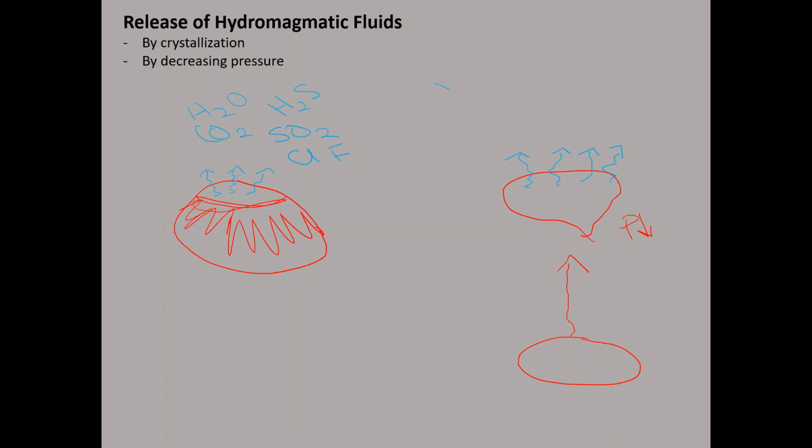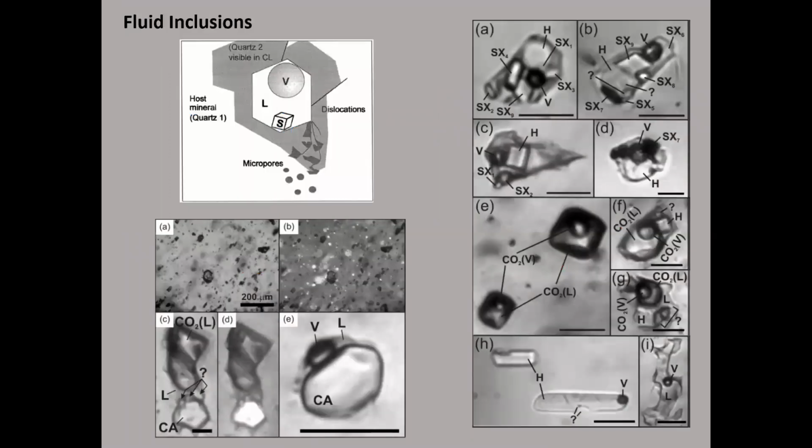Okay, that's where we're at. So how do we know? Well, it turns out that tiny pieces of these fluids can actually be trapped in minerals as the minerals are growing. So these are called fluid inclusions, and they actually give us a snapshot of the fluid conditions at the time that that mineral crystallized. So they're really, really valuable.